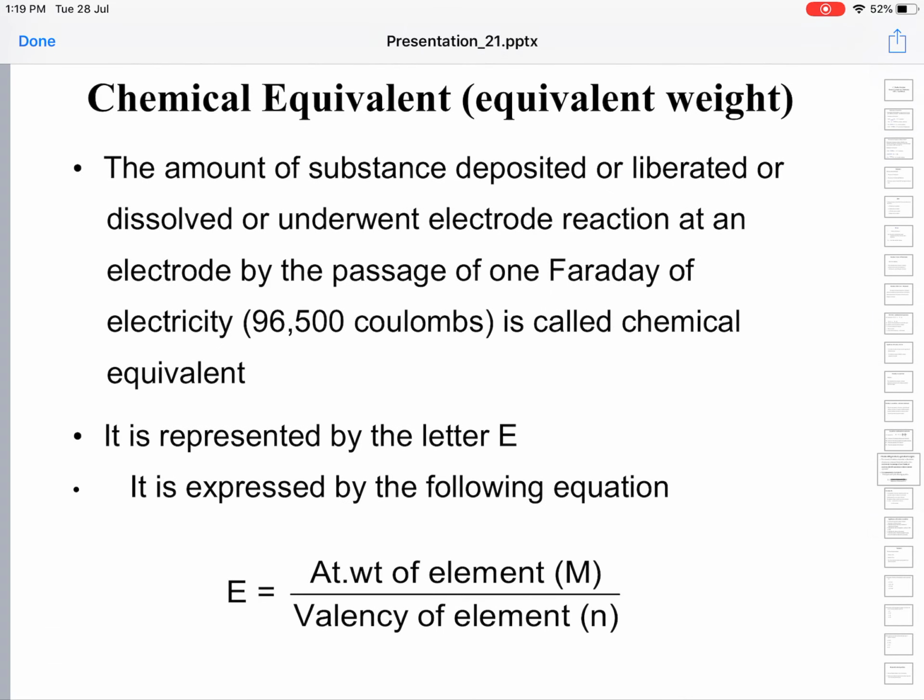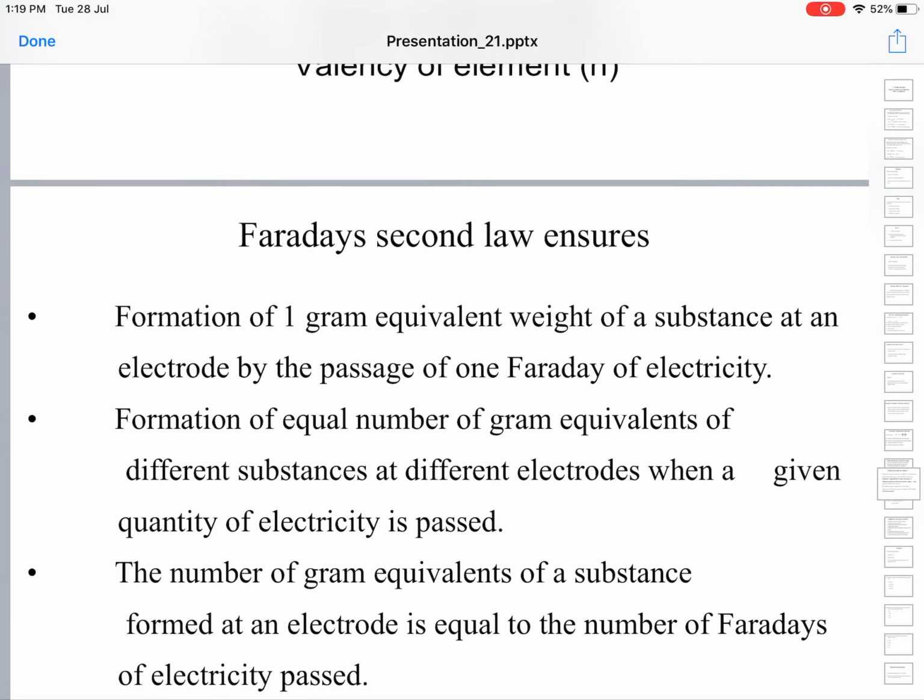Chemical equivalent is the amount of substance deposited or liberated at an electrode by the passage of 1 Faraday or 96,500 coulombs of electricity. It is represented by E. E is equal to the atomic weight of the element divided by the valency of the element. Equivalent weight can be calculated as atomic weight of element by valency of element.